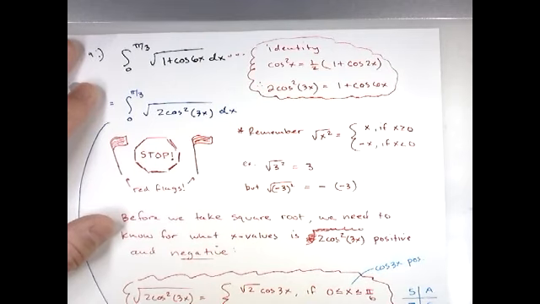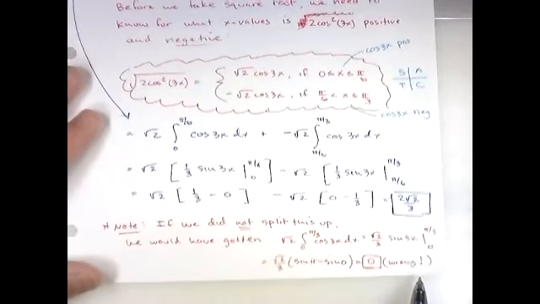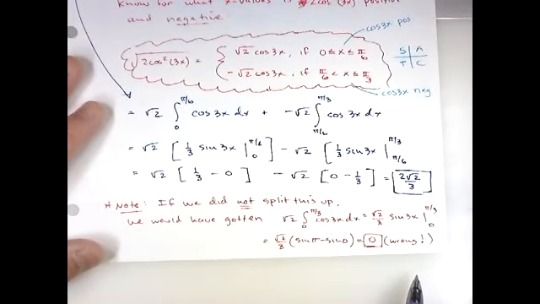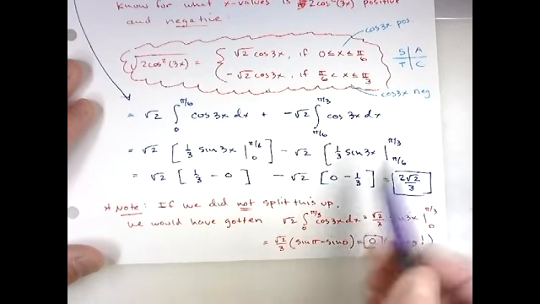So anyhow, I wanted to point that out. If you end up with the square root of something squared in 21B, be very, very careful. Okay.